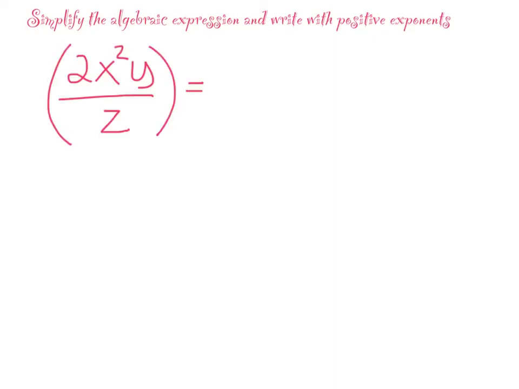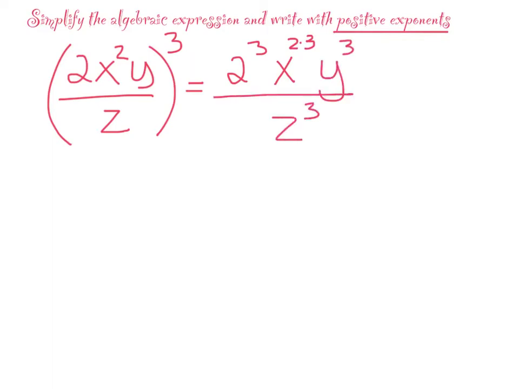Alright, so to practice, we're going to simplify the algebraic expression and write with positive exponents. That's because in standard form we want positive exponents and not negative ones, which we know what to do with. For this example we have (2x squared y over z) to the third power. This says that we can distribute to the multiplication and division. So that can be 2 cubed and x to the 2 times 3 and y cubed all over z cubed. So that gives us 8 x to the 6th power y cubed all over z cubed.